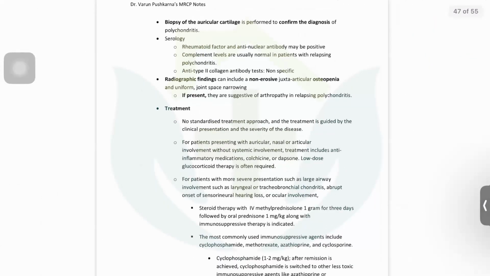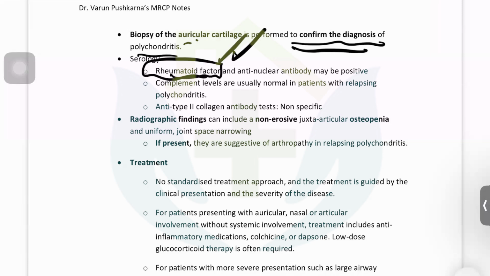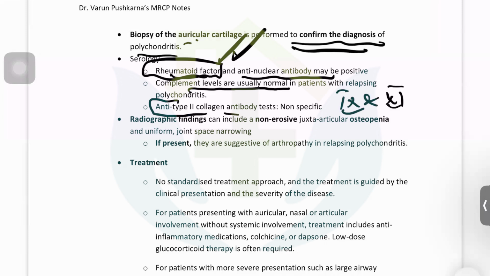So biopsy of the auricular cartilage is to confirm the diagnosis of polychondritis. It is very important. As I told you, rheumatoid arthritis and relapsing polychondritis can go hand in hand. The rheumatoid factor may be positive. ANA also can be positive. Complement levels are usually normal in these patients. Anti-type 2, 9, and 11 collagen antibodies are also positive.